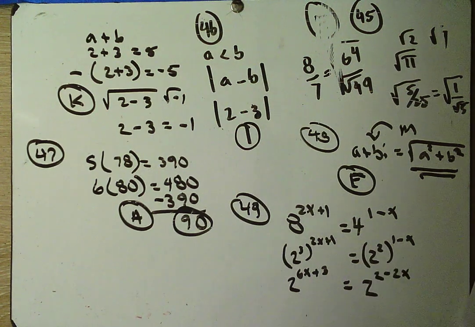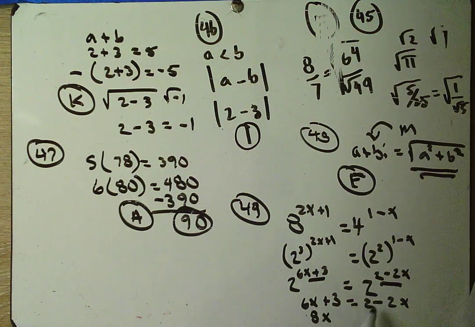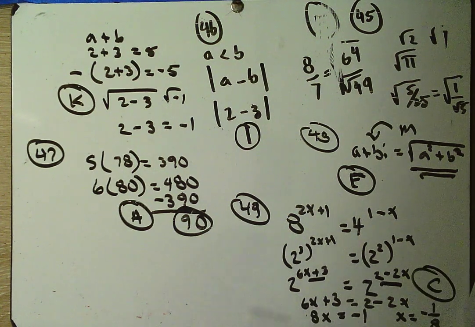2 minus 2x. Now, if you've been through logs, you could take the log base 2 of both sides. Or you could use the one-to-one property and say if the bases are the same and the terms are equal, then these exponents must be the same. So 6x plus 3 must equal 2 minus 2x. If I add 2x to both sides and subtract 3 from both sides, I get 8x is negative 1, or x equals negative 1/8. And that's choice C.